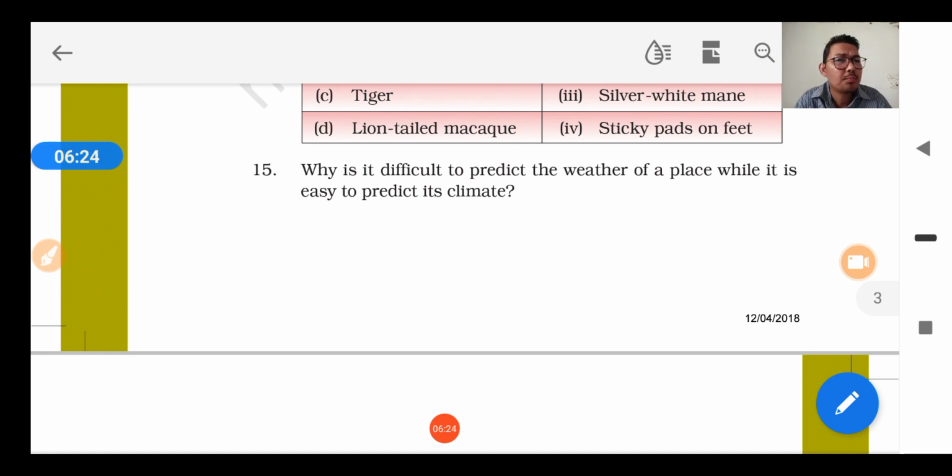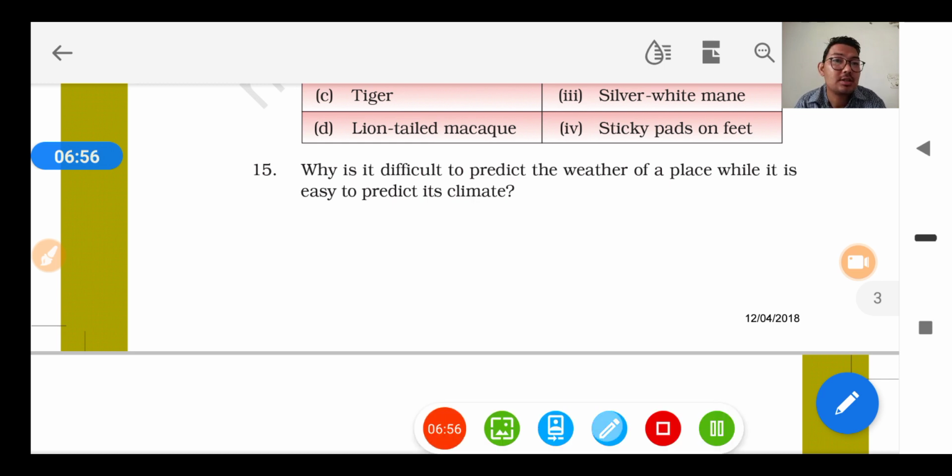Question 15. Why is it difficult to predict the weather of a place while it is easy to predict its climate? Weather is a complex phenomenon which keeps on fluctuating over a short period of time, and thus it is difficult to predict. But it is easier to predict the climate because it is the average weather pattern taken over a long period of time, about 25 years. So it is easier to predict.